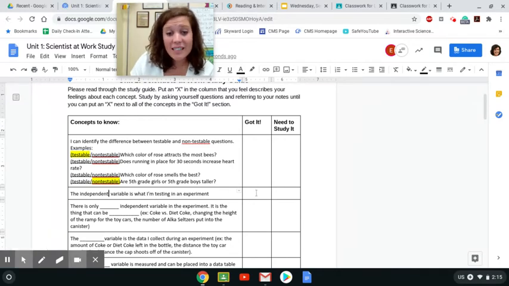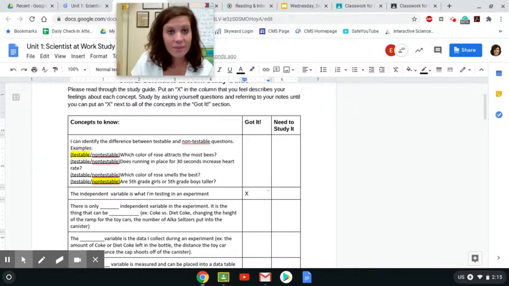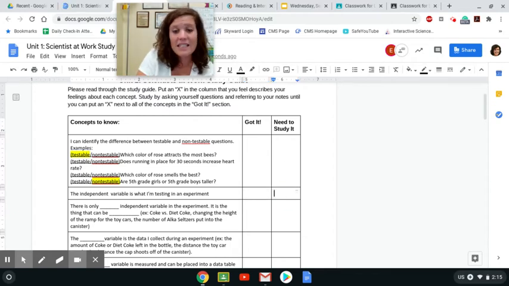If that was really easy for me, and I didn't have to look at my notes, and that chant just came to mind and I knew it, I'm going to put an X in the got it. But if I wasn't sure of this and I needed to go back to my notes, I'm going to put this in need to study it. I'm hoping that makes sense.